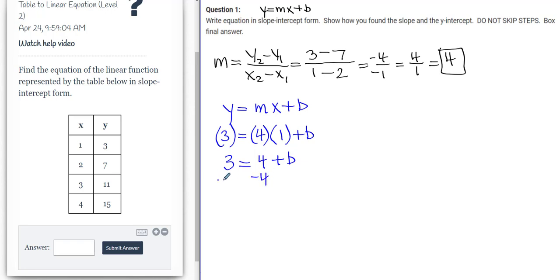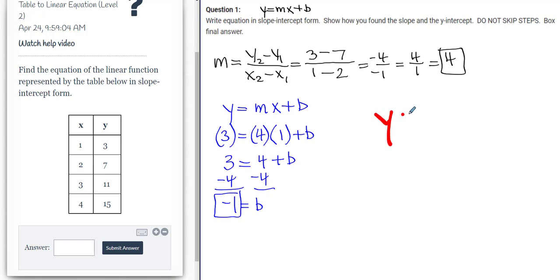Then we'll subtract 4 on each side. And on the left, 3 minus 4 is negative 1. On the right side, the positive 4, negative 4 cancels, and that simplifies to b. So now I have my b value of negative 1.